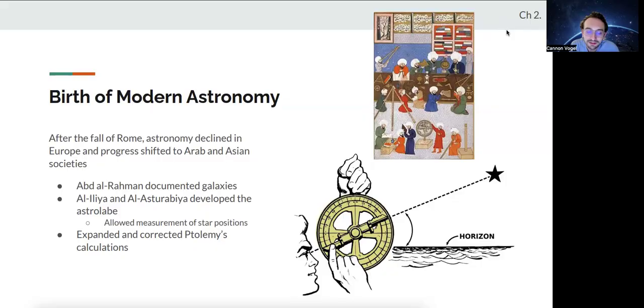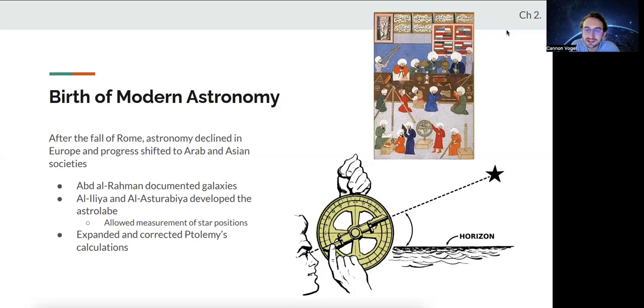Al-Ilya and Al-Astrabia developed this really important tool known as the astrolabe. And so there's a picture of one here, and there are also some pictures of them in this painting in the top here.